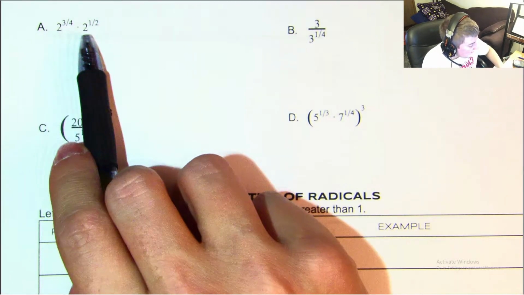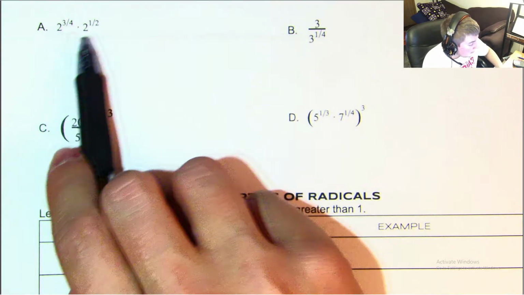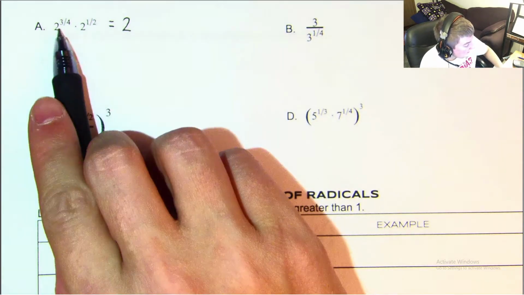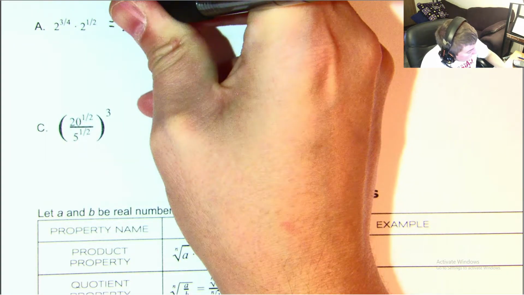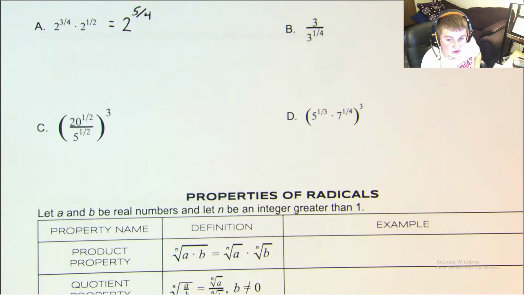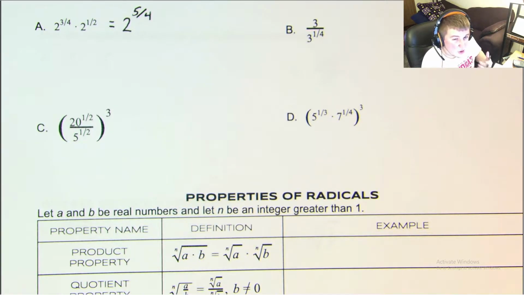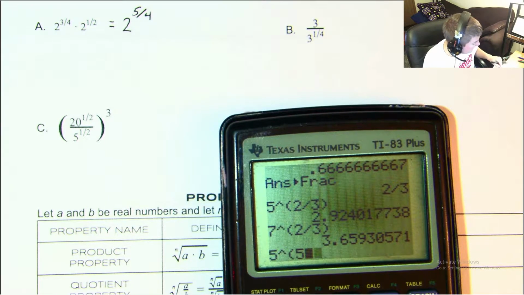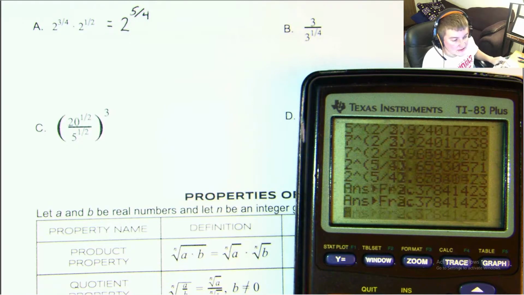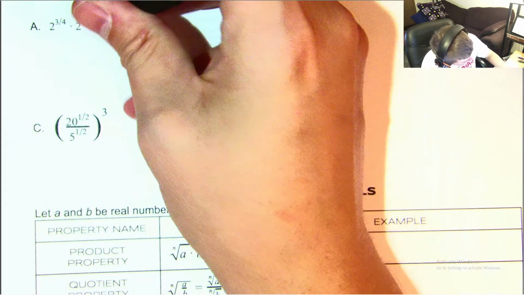Okay, so these ones I have the same base, and I'm multiplying. So that means I could just add the exponents here. Okay, so I'm going to get 2 to the 5/4 power. Okay, we should check to see if 2 to the 5/4 simplifies. It looks like it does not. So we just get to leave this as my answer.